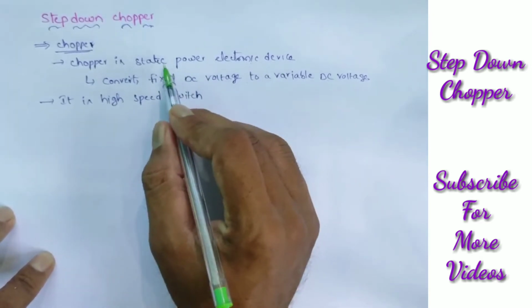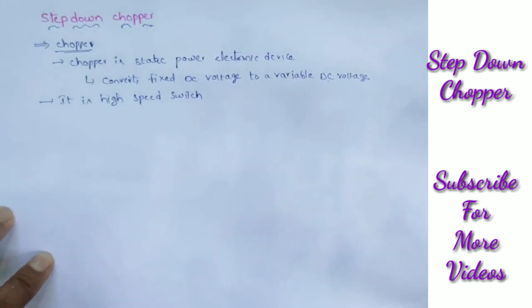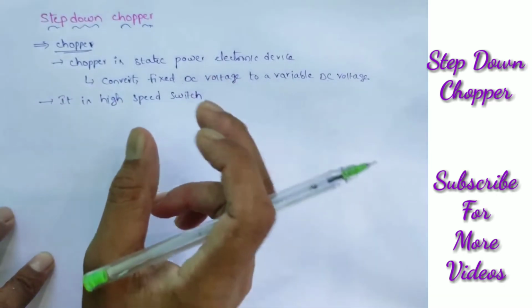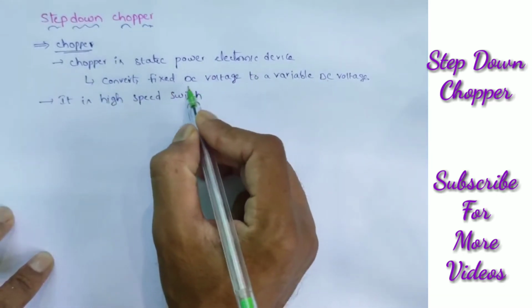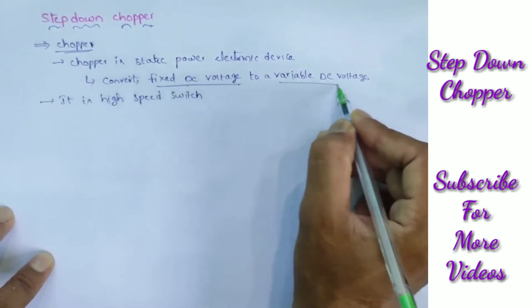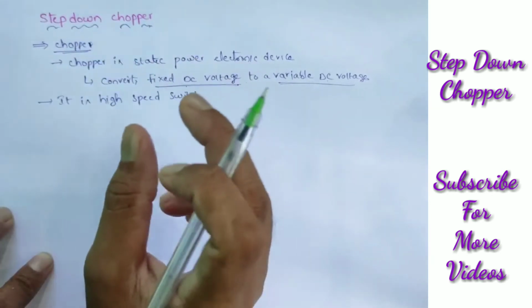It is a static power electronics device. That means it does not have any rotational parts. It only has static devices which convert fixed DC voltage to a variable DC voltage. This is about the chopper.